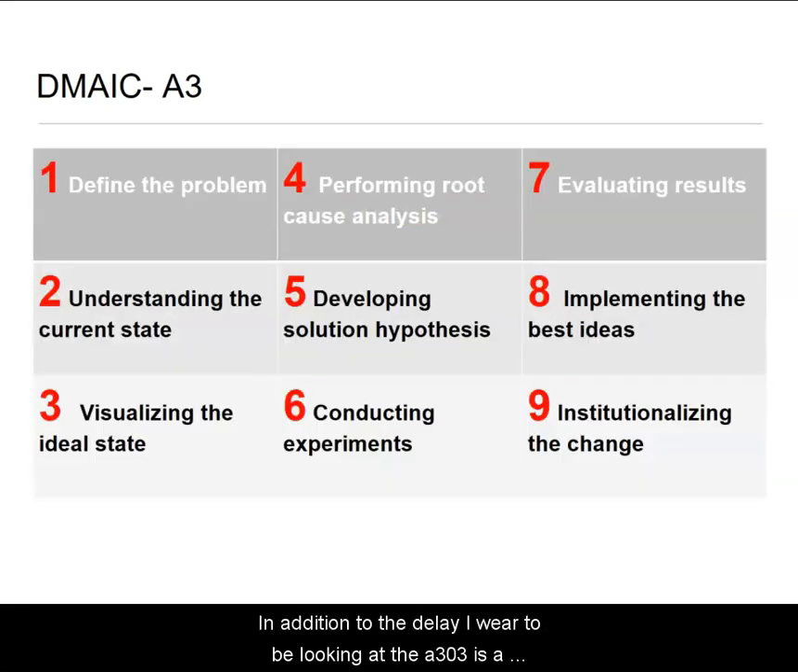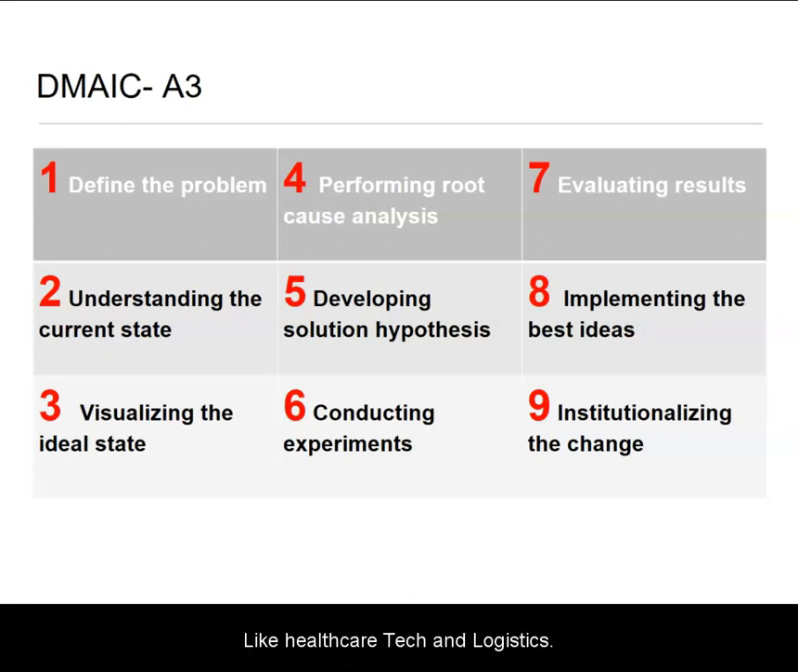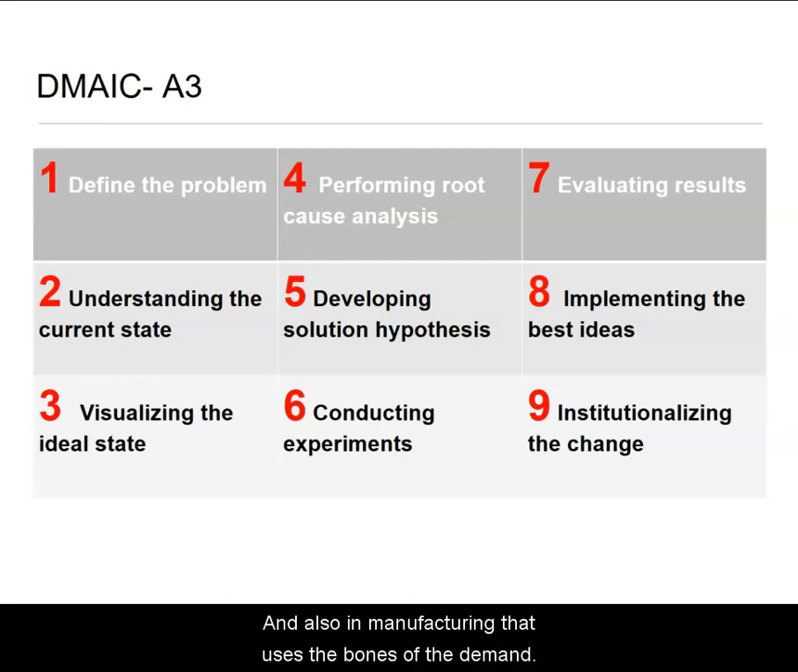In addition to the DMAIC, we're going to be looking at the A3. The A3 is a methodology that's used extensively in high-level service, like healthcare, tech, and logistics, and also in manufacturing. It uses the bones of the DMAIC. The A3 views the problem or an opportunity as it exists now and how it could exist if improved or opportunities are acted upon. Like the DMAIC, there are robust efforts to identify root causes of problems, and the A3 uses the scientific method to test hypotheses for improvements in opportunity efforts.